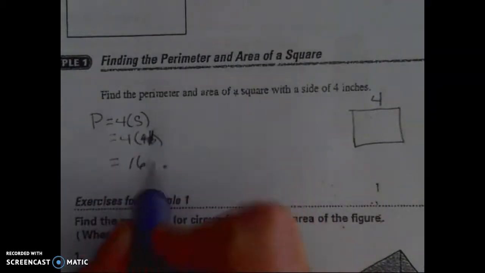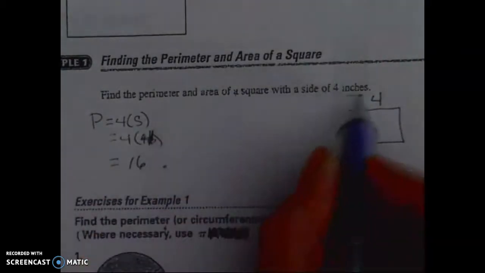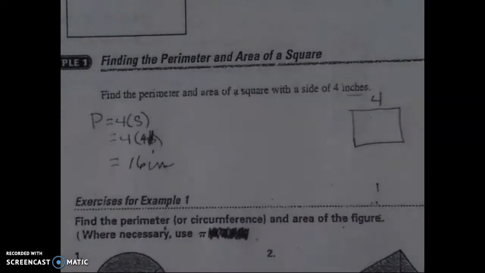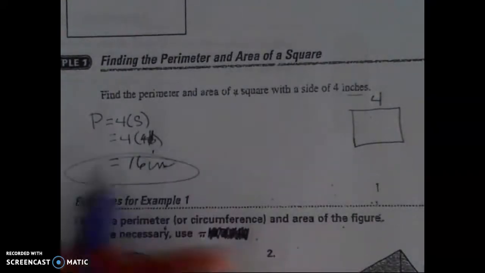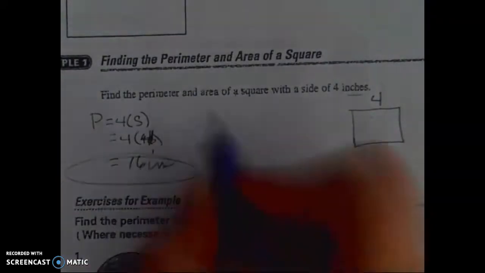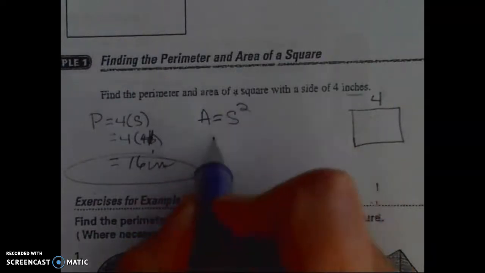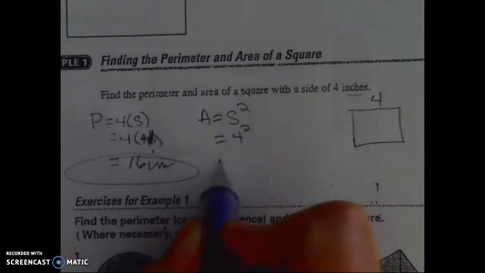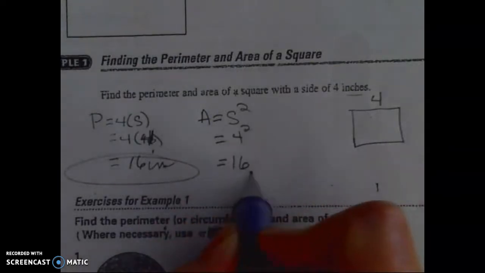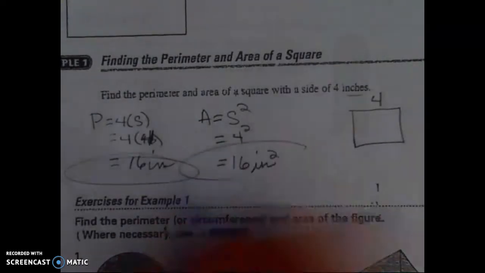For perimeter, you're just going to take the unit like it is, and it's in inches. You have to have the unit. For the area, it's the side squared, which is 4 squared. Oh, look at that. It's also 16. Area is inches squared.